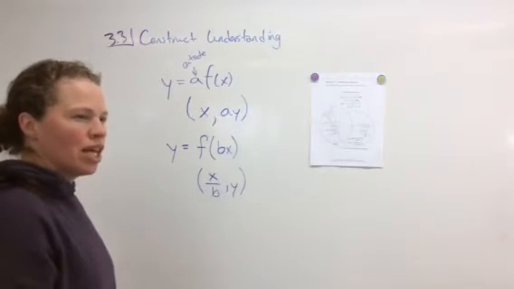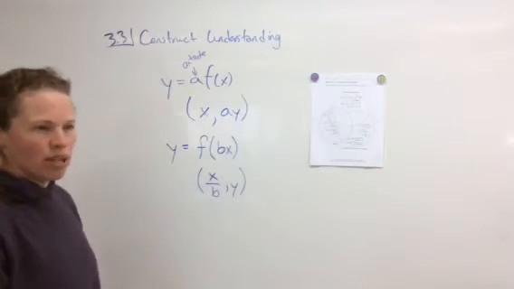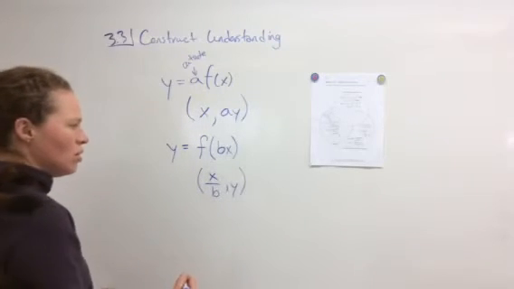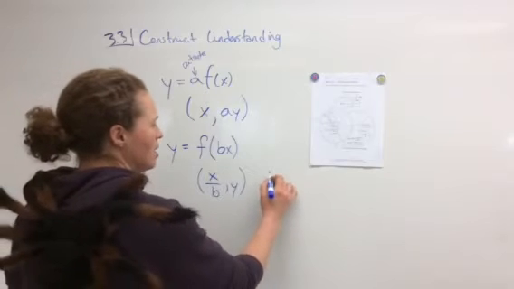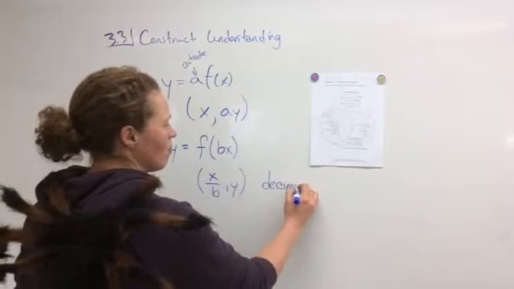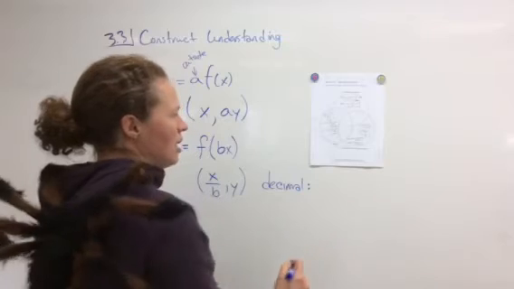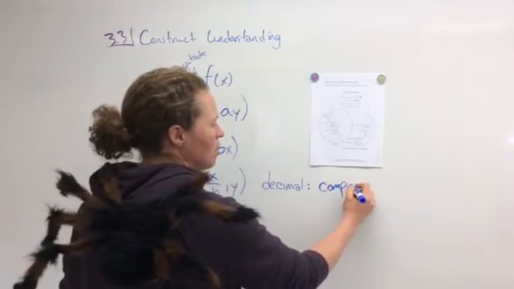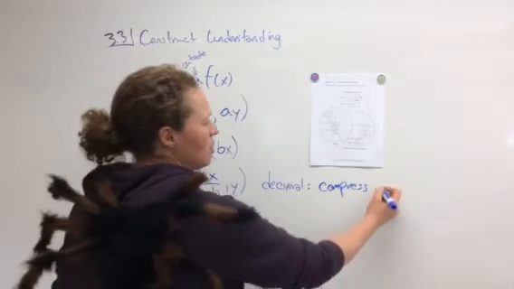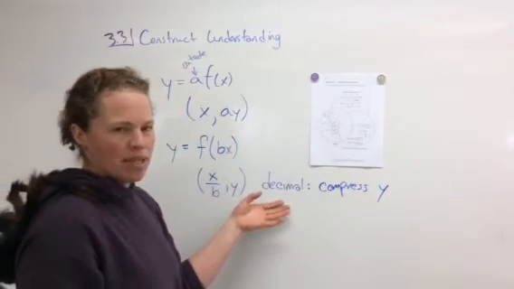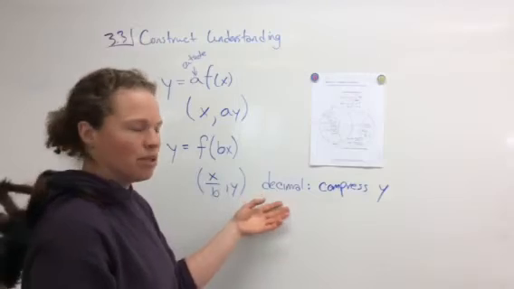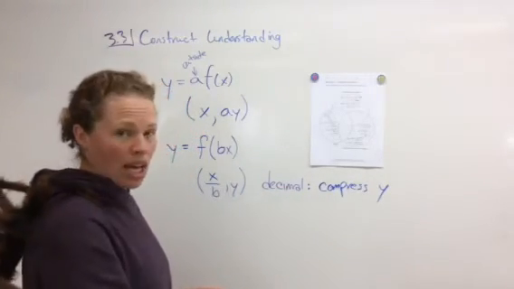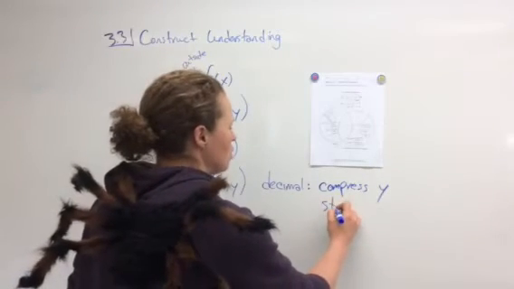Now, your book likes to talk about stretches and compressions instead of just distortions. So we want to remember that if we have a decimal, then that's going to change things a bit. Since it's a direct relationship with y, it's going to compress y. If you multiply something by a decimal, it's going to make it smaller. But since it's an inverse relationship with x, then it's actually going to stretch x.